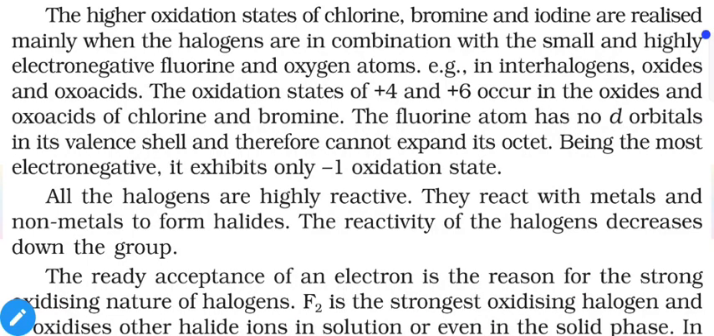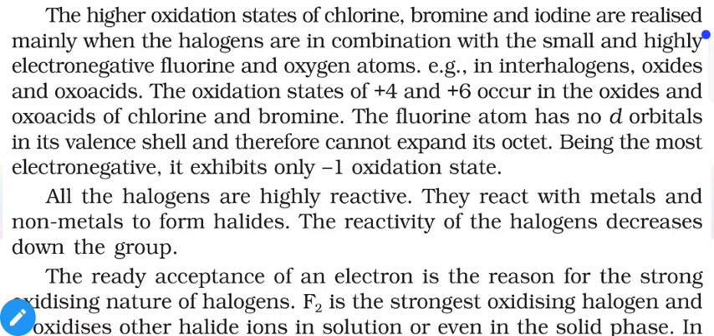As we know, the more electronegative element will get -1 charge and the less electronegative element will get +1 charge. So that's why with chlorine the only options available are either oxygen or fluorine. That's why with fluorine and oxygen they are able to get positive oxidation states. For example, in interhalogens, oxides and oxoacids, we get higher oxidation states of these elements. The oxidation states of +4 and +6 occur in oxides and oxoacids of chlorine and bromine.